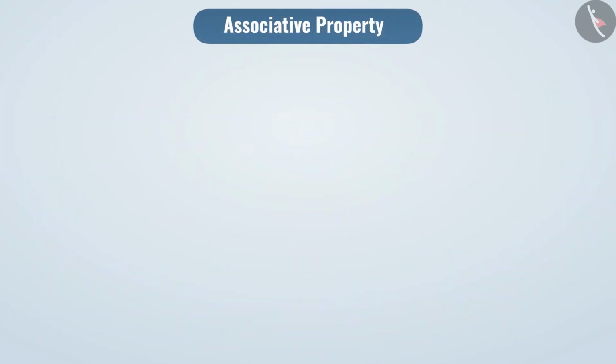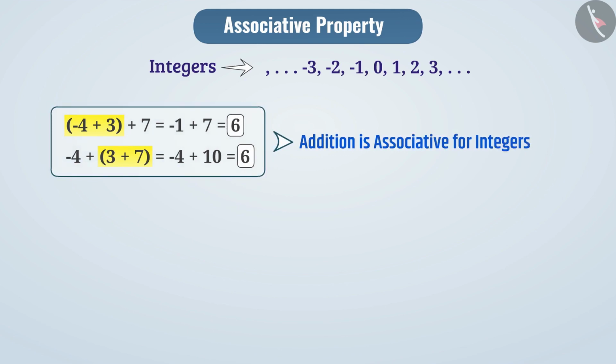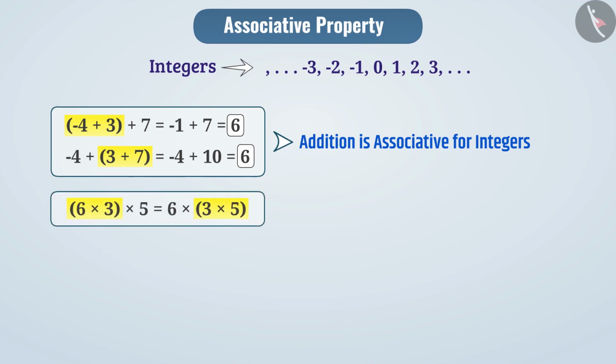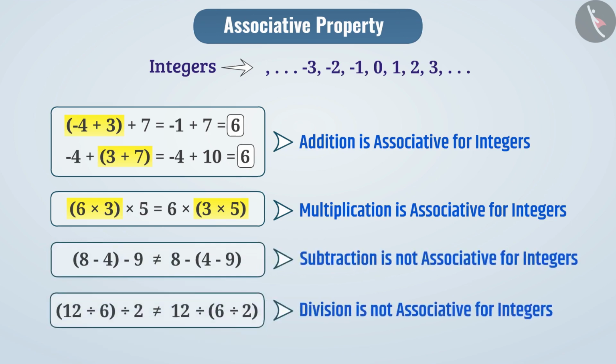In the previous class, we learned that for performing addition on integers, we can group them in any ways, that is, with the help of parentheses, any two numbers can be kept together. We will get equal results in every situation. So we say that for integers, addition of integers is associative. Like addition, multiplications for integers are also associative. But subtraction and division for integers are not associative.